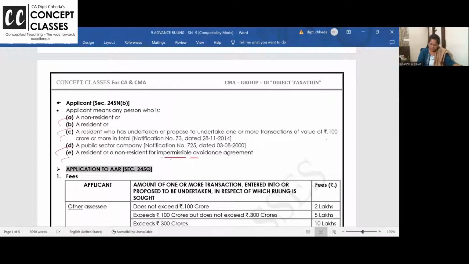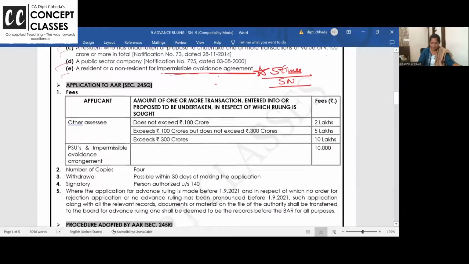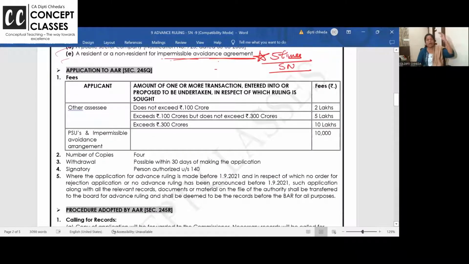I'll teach you this in transfer pricing, but right now, mark it at least 5 times: in your CMA exam, they have asked to write a short note on impermissible avoidance agreement. There are points which you need to write. We'll study them in transfer pricing, but that's how important this topic is. Okay. All right. Now, how do you need to make an application?